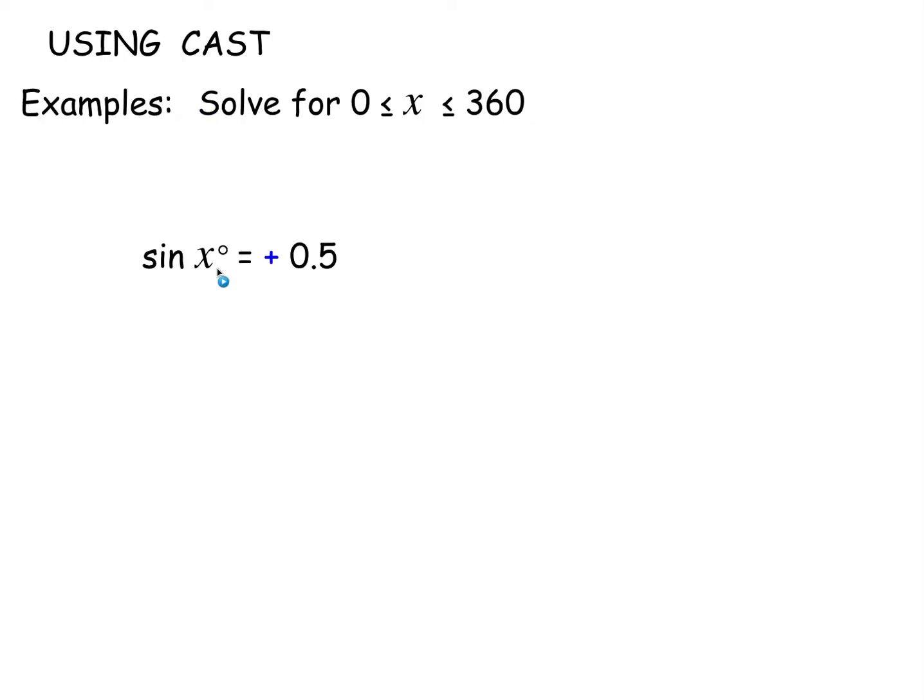So, how to solve the trig equations? First, it's over an interval between 0 and 360. So it might say that x lies between 0 and 360, inclusive. That is, includes 0 and includes 360. So sine x equals 0.5.